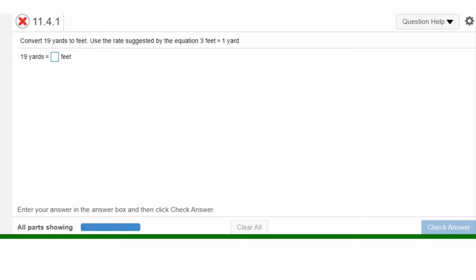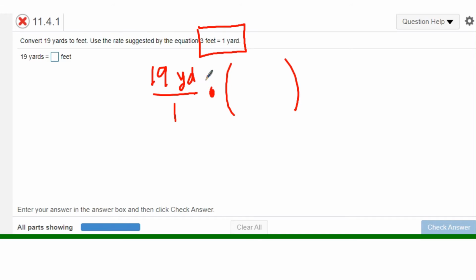This one, you want to start with 19 yards. You can use equivalent ratios to put it over 1. Multiply by your conversion factor, which is right here. Since yards is in the numerator, you want yards in the denominator, so it'll cancel out. So for every 1 yard, I'm going to put 1 yard in the denominator. There are 3 feet, so I'm going to put 3 feet in the numerator.